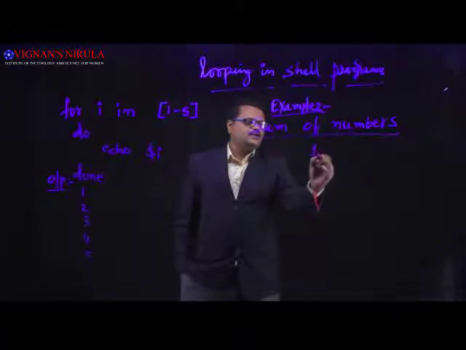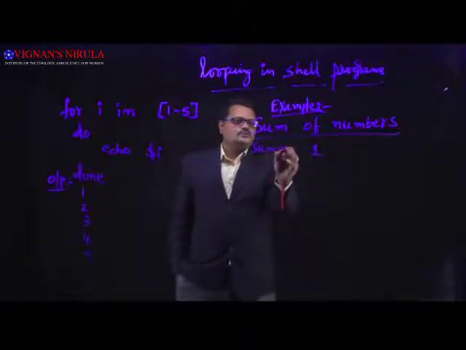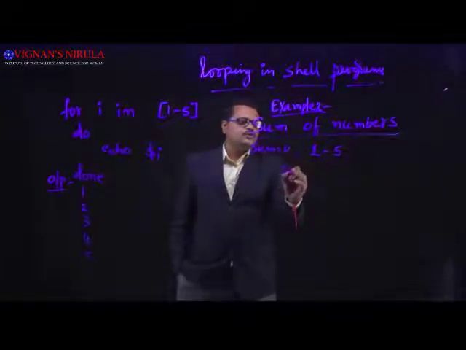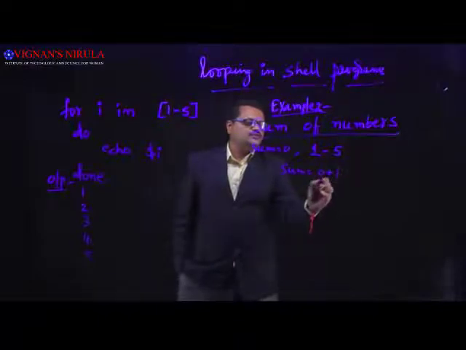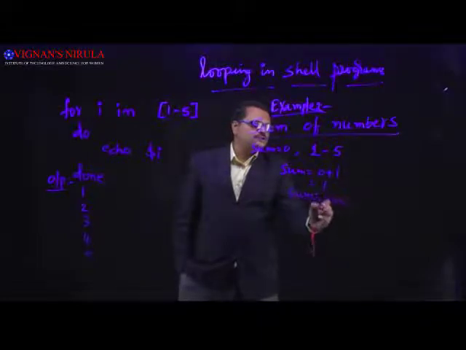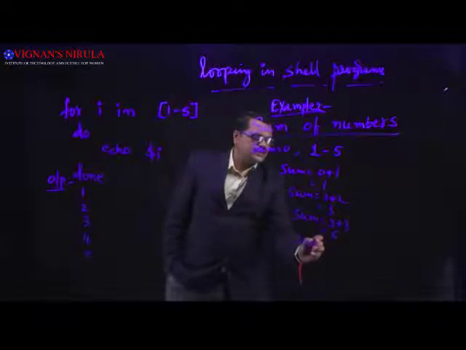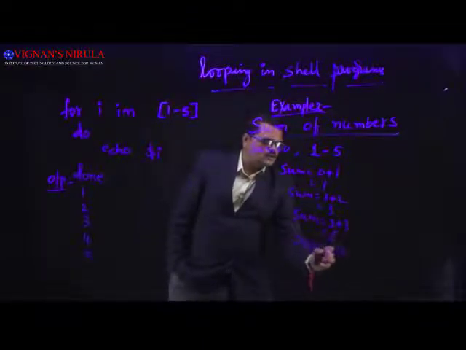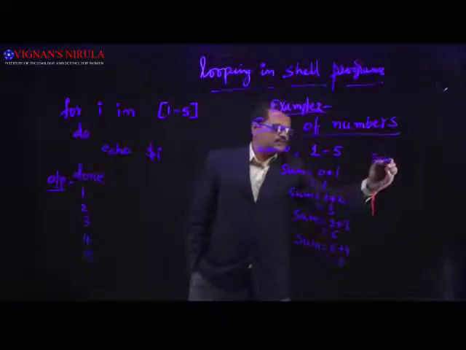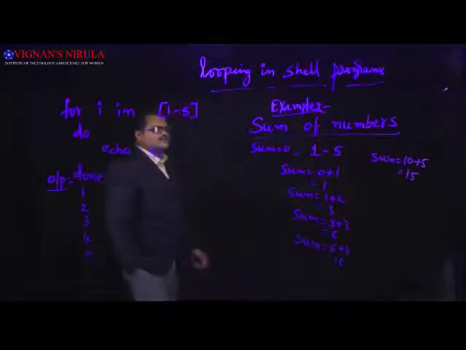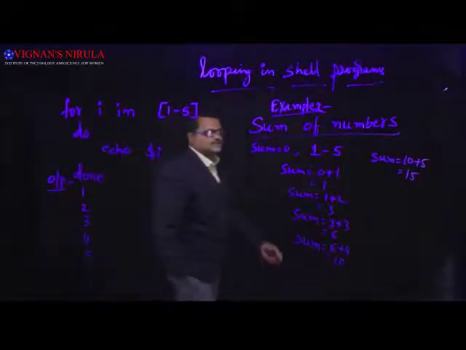We start with sum value 0, and the range of values is 1 to 5. So start with 1. Sum equals 0 plus 1, that is 1. Again, 1 is over. Next term is 2. So 1 plus 2, 3. 2 is over. Next term is 3. Sum is 6. Next term is 4. Next term is 5. So it is 15. So this is the logic we have to follow for developing the sum of numbers program.